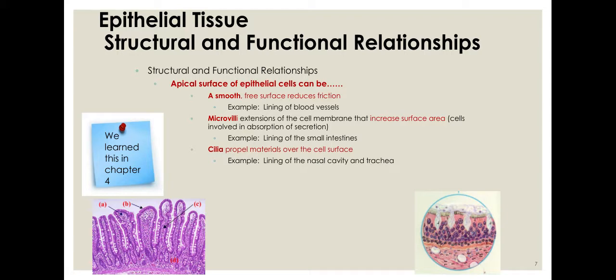And then cilia can be present, little hair-like structures, sort of doing a sweeping motion that will move material over the cell surface. And a great example is in your nasal cavity and your trachea.